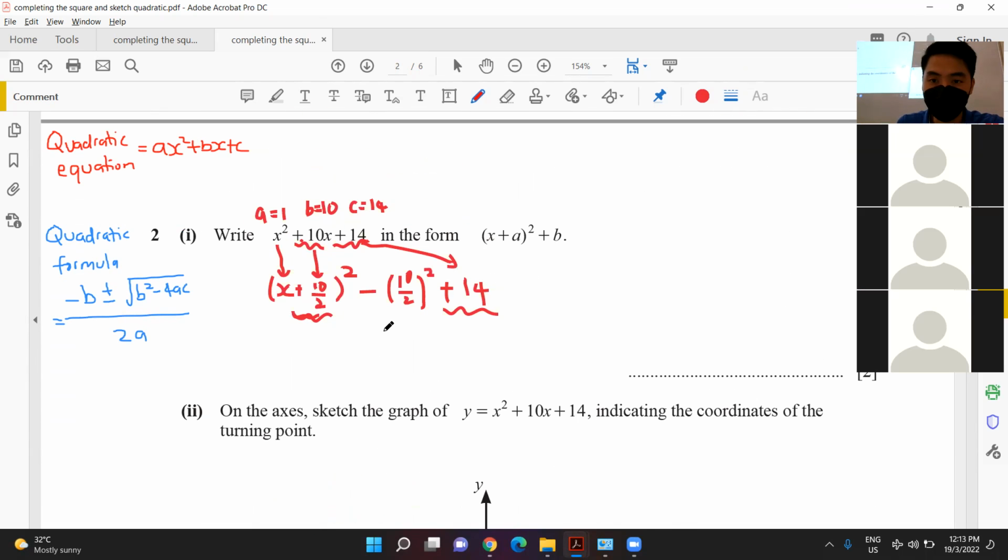So then from here, we continue simplifying it. So actually we have x plus 5 square, and this is minus 25 plus 14. Type this into your calculator, you're going to get negative 11. Will you record down this? Okay, you guys can see this now.